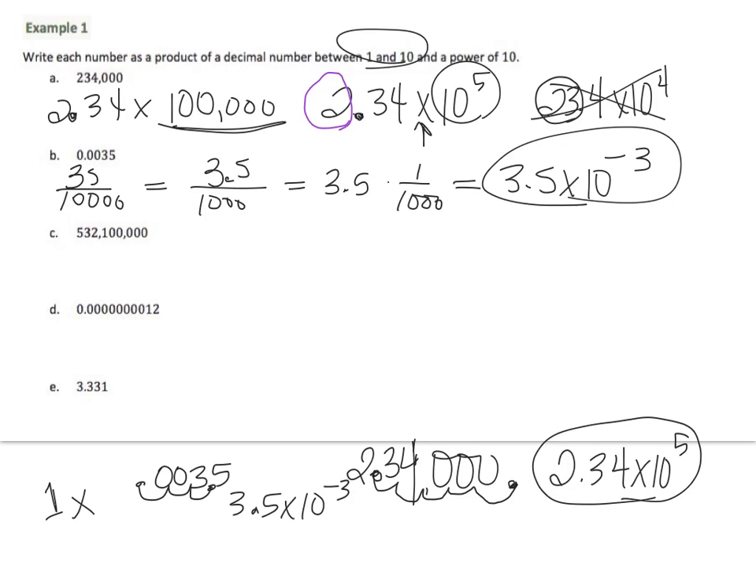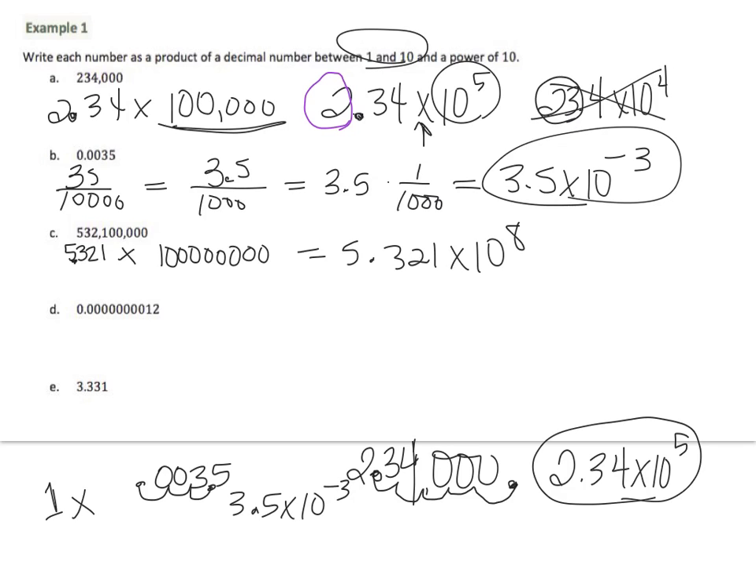Okay, so let's do this next one. 5, 3, 2, 1. I'm going to put a decimal there and say it's times, let's see, we've got 3 zeros, 6 zeros, 8 zeros. 1, 2, 3, 4, 5, 6, 7, 8. So that gives me 5.321 times 10 to the 8th power.